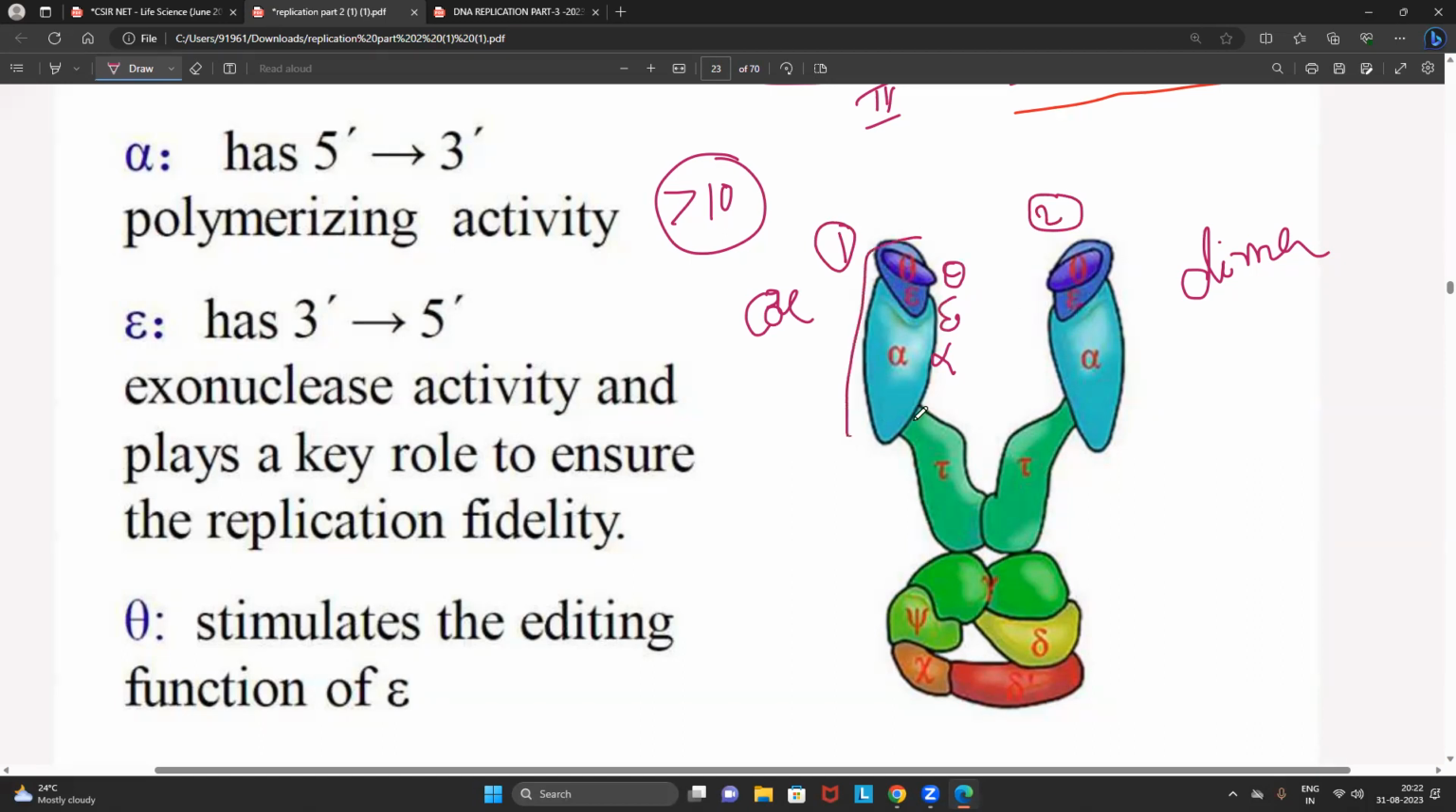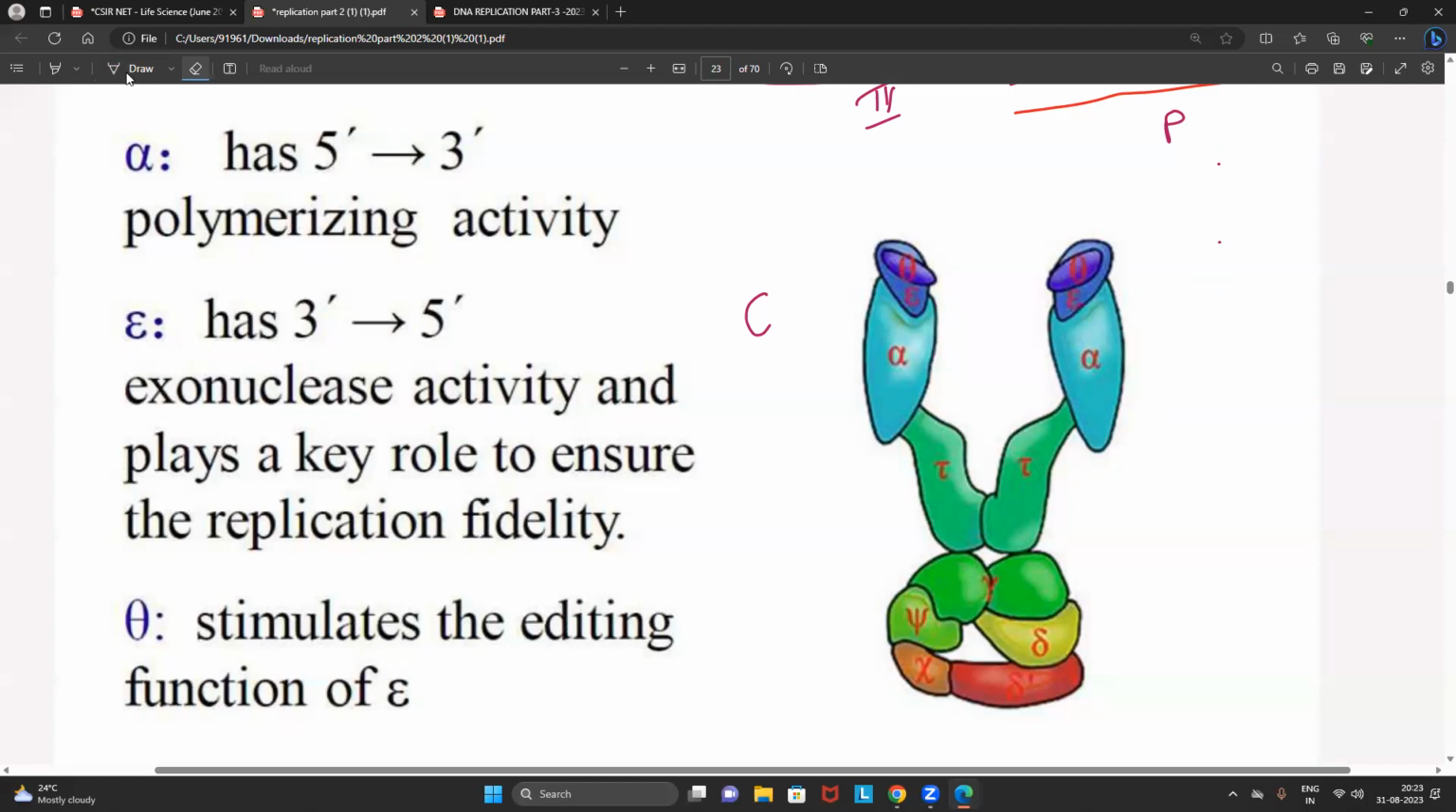Correct? So this one core subunit will hold one parent strand and one daughter strand. Another core subunit will hold another parent strand and another daughter strand. I will show you in the process. We are just reading only enzymes now. You only try to understand what is the function of a core enzyme. It contains alpha, it contains epsilon, it contains theta. Friends, very simple point. Alpha will do the polymerization, 5' to 3'. And what about epsilon? Epsilon will do the proofreading, 3' to 5'. And what about the theta?